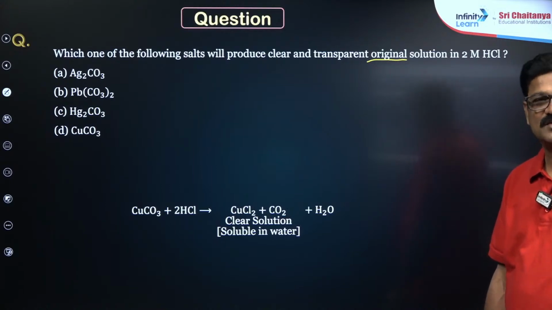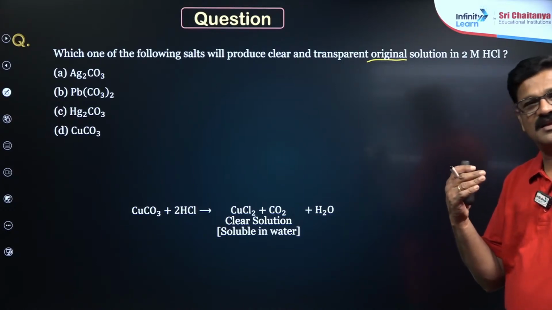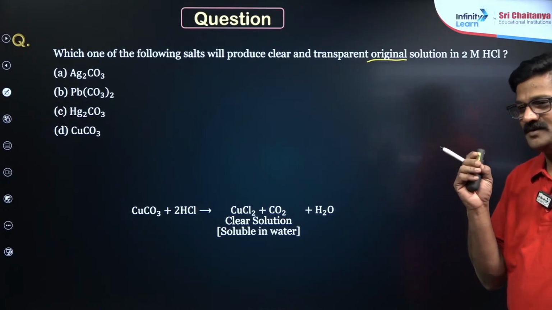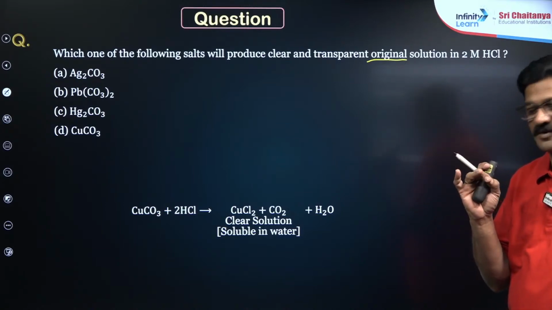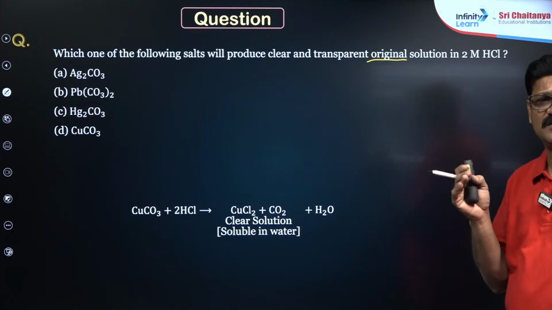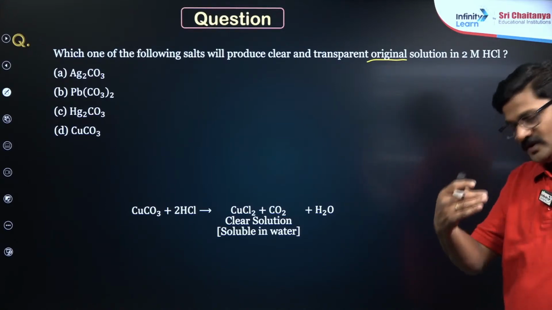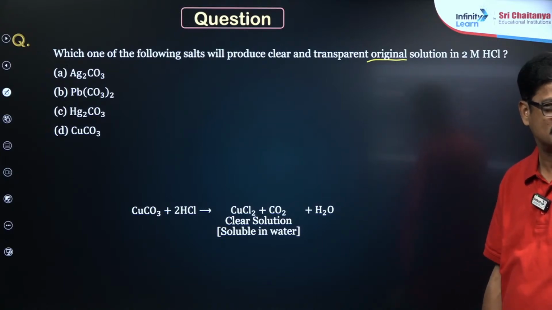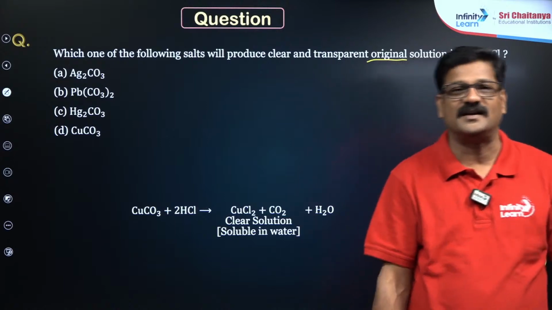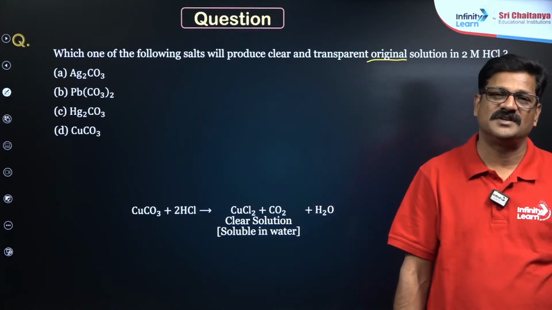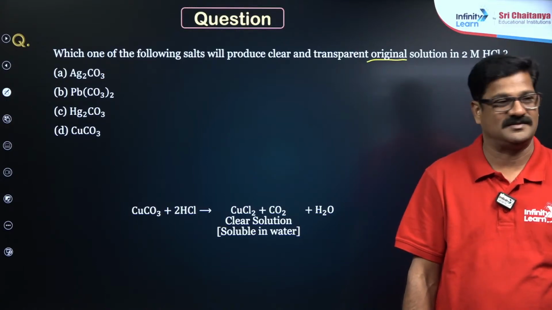So the original solution has to be in such a way that it is clearly soluble in cold water, soluble in hot water, soluble in dilute HCl, soluble in dilute H2SO4, soluble in aqua regia. Like that, you need to take the various levels of solubilities. So solubility does matter a lot in deciding these basic radicals in qualitative analysis, right?